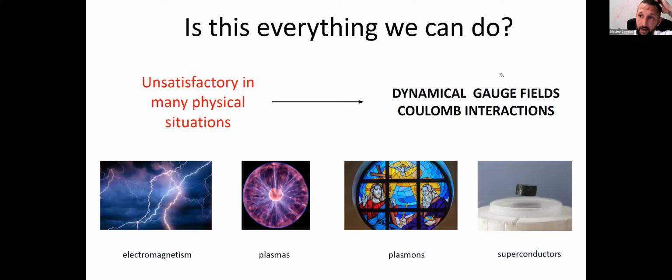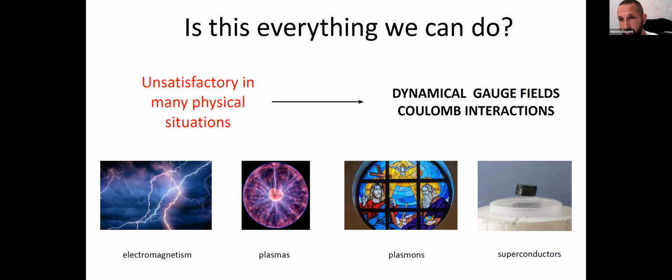So now the question that I want to ask today is basically the following: is this everything we can do, and are we happy with this? Of course, there are many systems where this is a good description in terms of applications. There are many systems which are fluids and for which this is a very good description. But there are also many systems, especially in condensed matter and in nuclear physics, where having dynamical gauge fields, or if you want, having Coulomb interactions, is extremely important. Some of them are mentioned here.